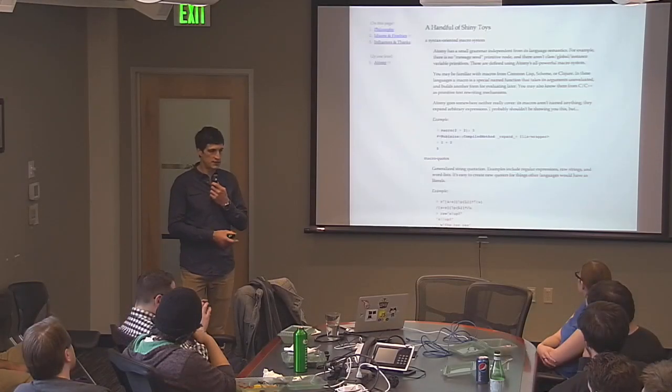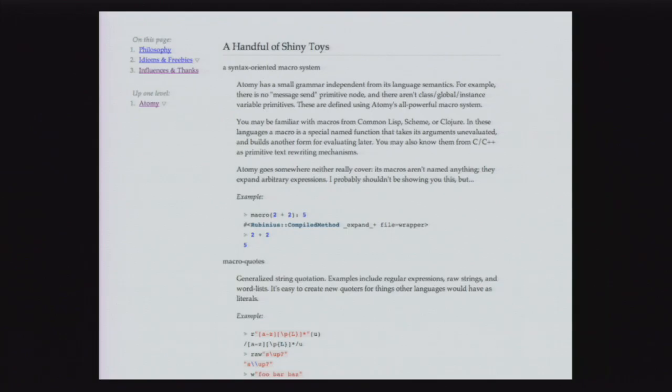And there's one other language. If you're really interested in languages, I urge you to check this one out. It's called Atomy, and essentially he has a full macro system without all the parentheses. So if you've always thought that to have a very powerful language, you had to go all the way to Lisp and deal with all the parentheses and give up syntax, it's not true. So maybe check that out. So those are two fairly mature languages that are implemented on Rubinius.